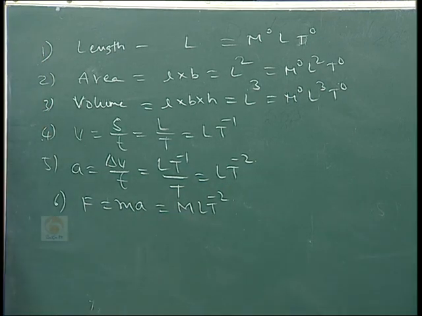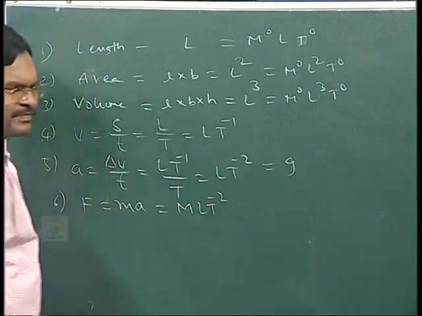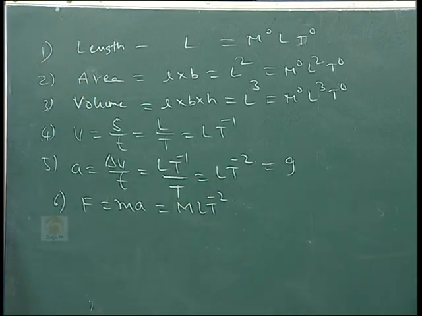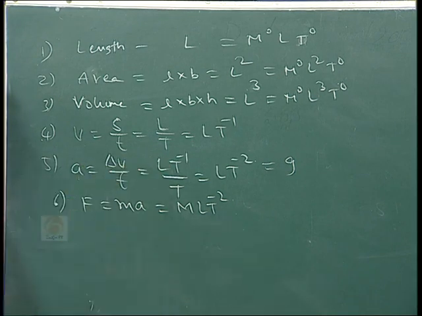Force, tension, thrust, weight. What is weight? Gravitation force acting on a body. So acceleration and also acceleration due to gravity. What is acceleration due to gravity? Acceleration of a freely falling body due to gravitation force of attraction. So acceleration and acceleration due to gravity have the same dimension formula, L T power minus 2.